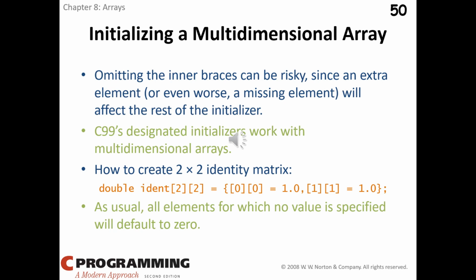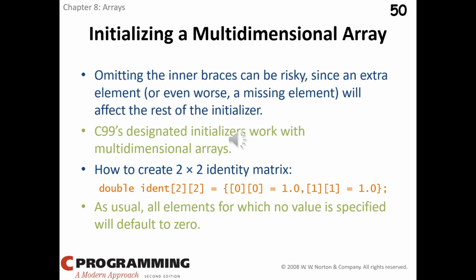Now imagine we want to make a special type of box called a 2 times the identity matrix. It's like a magic square where the diagonal line is all ones and everything else is zeros. Here's how we do it. We create our big box named ident to hold our 2 times the matrix, and inside it we specify which smaller boxes to fill with numbers.